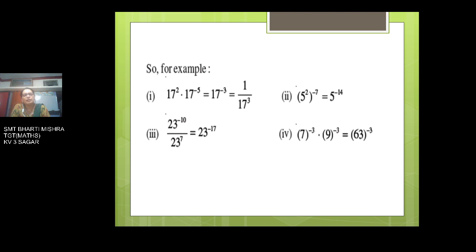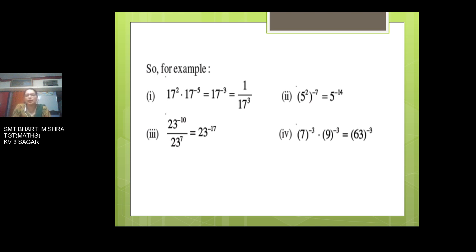The third part, 23 to the power minus 10 upon 23 to the power 7. Both have got the same base, that is 23. Now because we are dividing, the exponents will be subtracted. Minus 10 minus 7 comes to be minus 17.